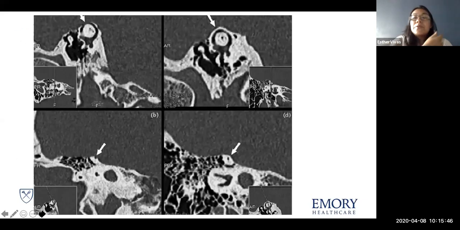So these are some representative pictures. I'm sure many of you have already seen pictures of this kind. These are reformatted, and you can see with the arrow where there is a bone deficiency over this particular patient's superior canal. And so again, it could be multifocal, it can be focal, it can be present in one or both ears.